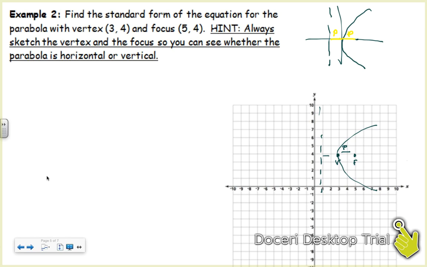Okay, well, if I look right here, this is going to be a y squared. So I'm going to use the equation y minus k squared equals 4p times x minus h. Fill in what you know. You know the x value of your vertex and the y value.